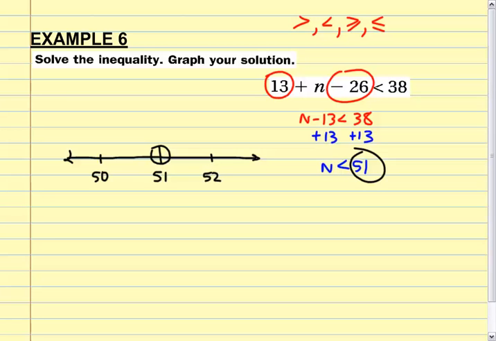And I asked myself, can it equal 51? And it can't, because there's no equal to under that inequality. So I can't color in the circle. And it says that all the ns are less than 51. So I'm going to shade in this direction, because that's where all the numbers less than 51 are. Okay? That's it. Done. We have solved it, and we have graphed. And let's look at the last one.